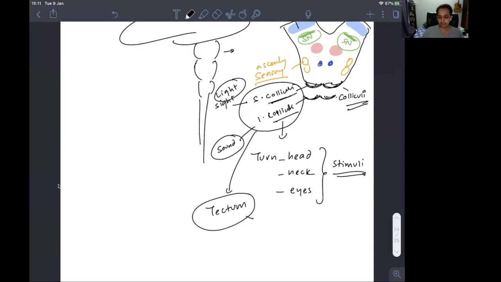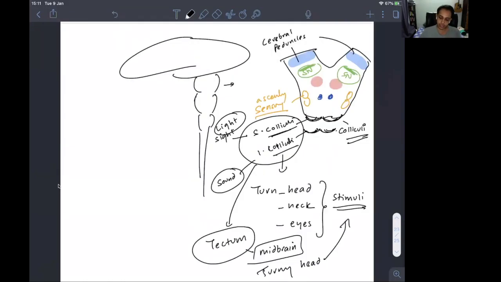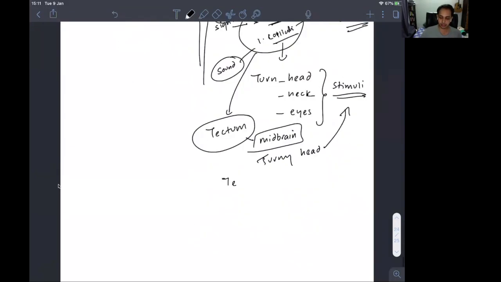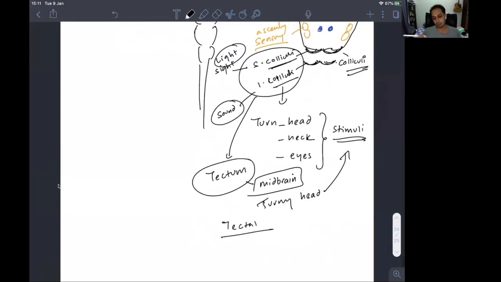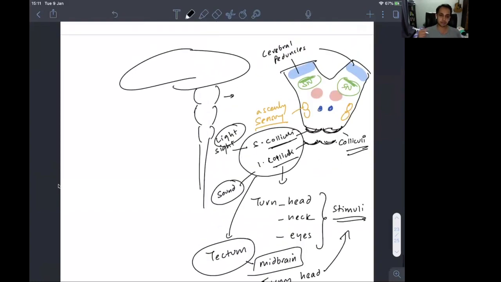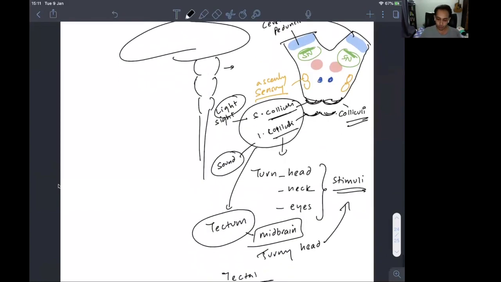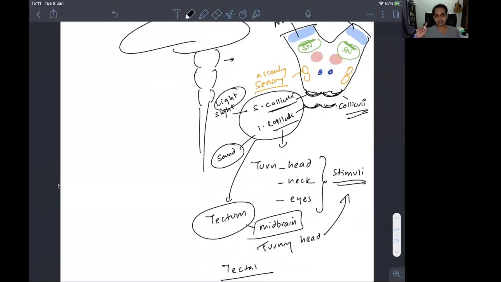Tectum is the part of the midbrain that is responsible for turning the head to stimuli. Anytime you hear the word tectal, like tectospinal or spinotectal, what that means is that there is information going from and coming to this part that is somehow responsible for turning your head towards a threat. Okay, so that is why this is interesting.